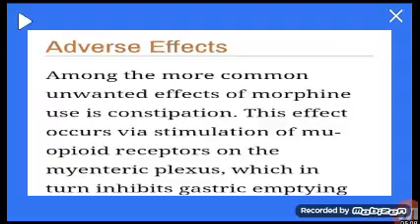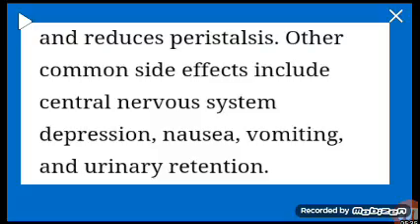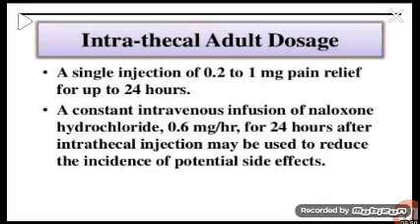Adverse effects. Among the more common unwanted effects of morphine use is constipation. This effect occurs via stimulation of opioid receptors on the myenteric plexus, which in turn inhibits gastric emptying and reduces peristalsis. Other common side effects include central nervous system depression, nausea, vomiting, and urinary retention.